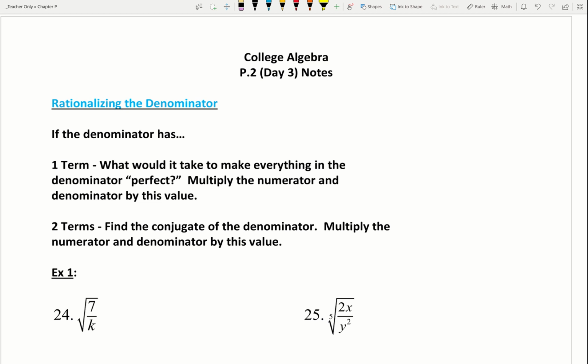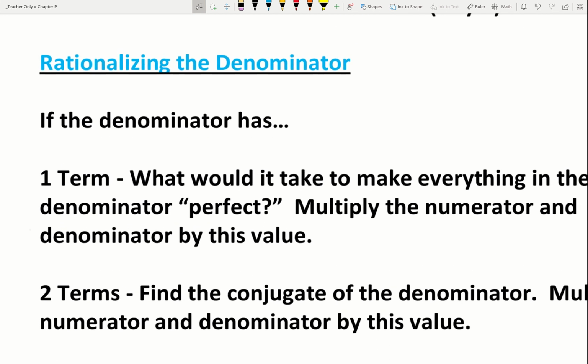Alright friends, welcome back. In this video I'd like to go ahead and take a third day to talk about section P.2. There's just a lot of stuff in that section, so we want to make sure to take it at an appropriate pace. In this video we're specifically going to talk about rationalizing denominators, and then on the back side we're going to talk about a few extra topics, but we're going to start here with rationalizing the denominator.